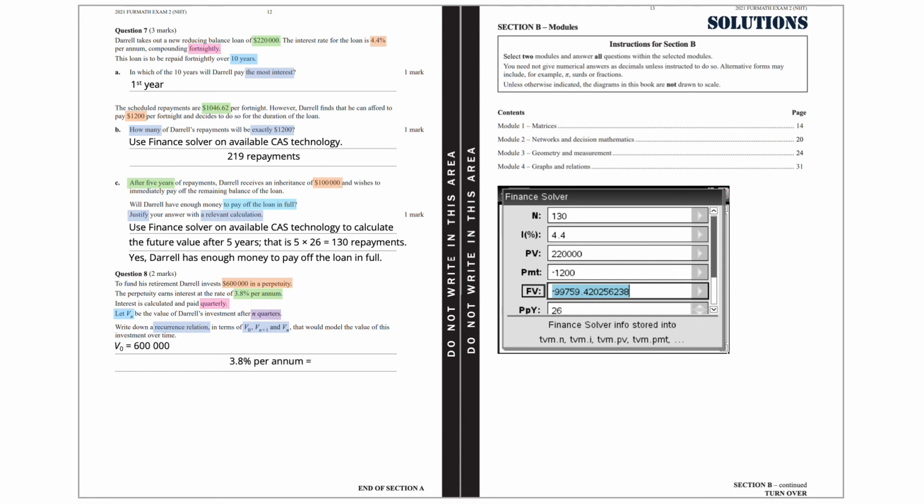3.8% per annum is also equal to 0.038, and we divide this by 4, that equals 0.0095 per quarter. So Vn plus 1 equals 1.0095 Vn, and we are going to subtract the amount that he receives per quarter. To calculate that, we are going to multiply 0.0095 by $600,000, and that is $5,700. So this is the amount that we subtract.